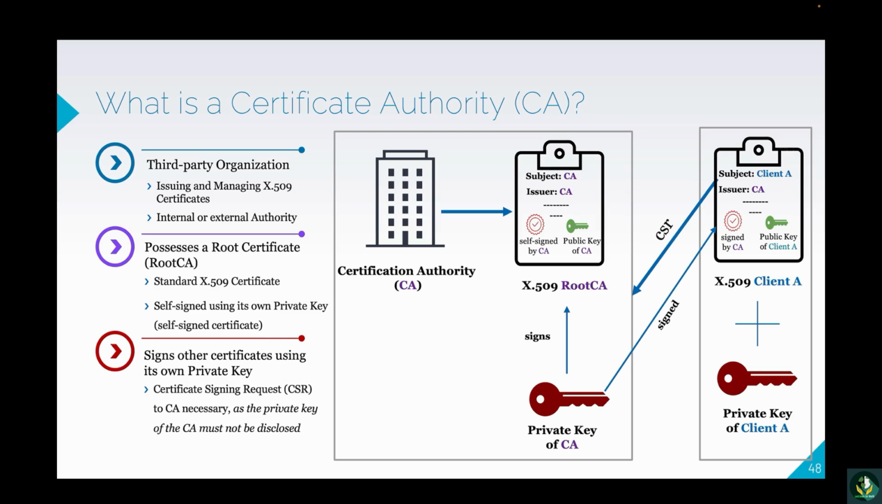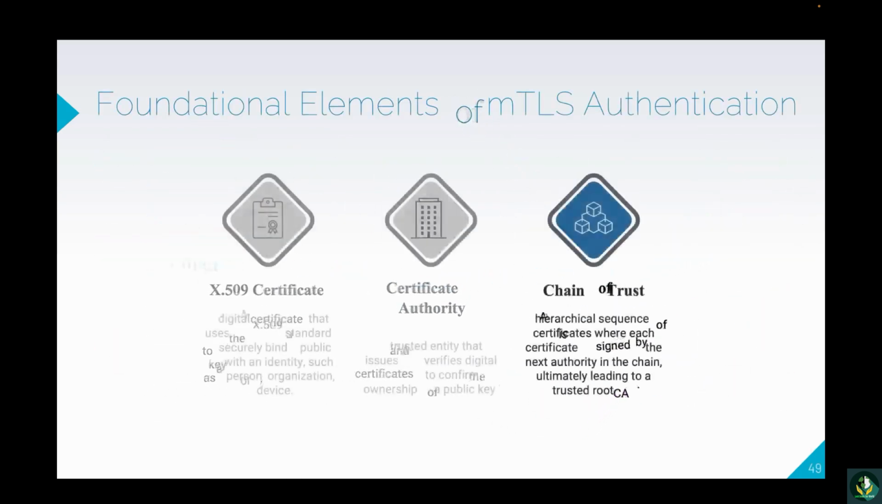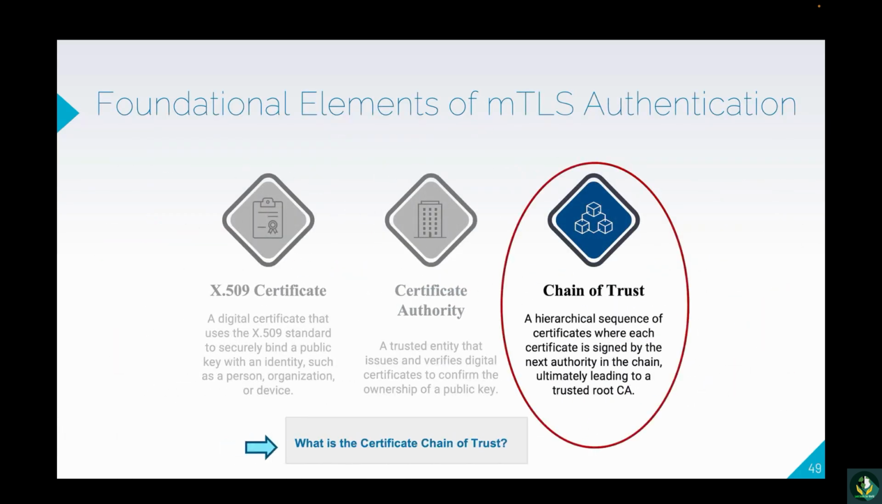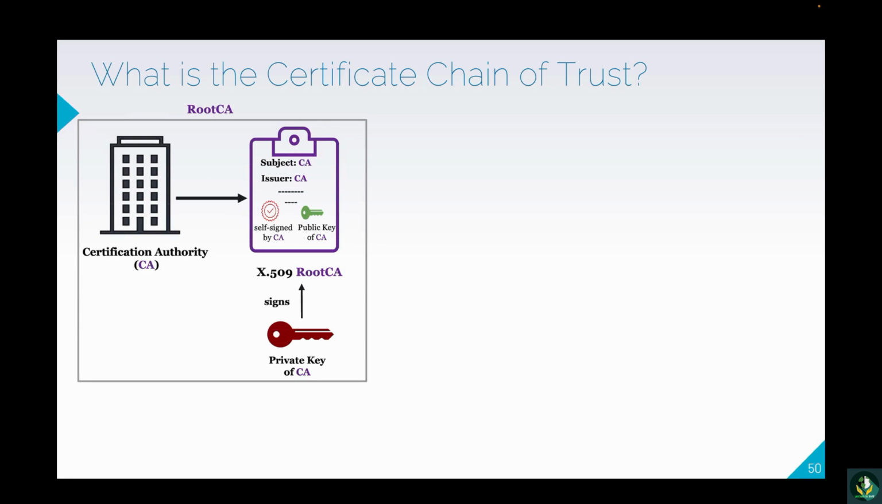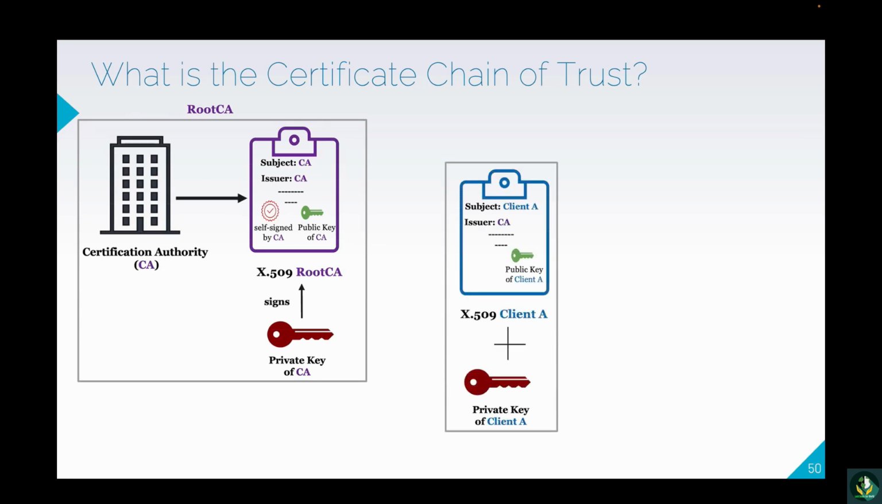Once signed, the certificate authority returns the signed certificate to the entity, which can then use it for secure communications and authentication. Now that we understand what an X509 certificate is and the role of a certificate authority, let's look at how the chain of trust works. Imagine we have the trusted certificate authority and its self-signed root CA. Client A generates an X509 certificate with its own public and private key pair. It sends a certificate signing request to the root certificate authority for signing. The root CA signs client A's certificate with its private key, and this certificate becomes an intermediate certificate.